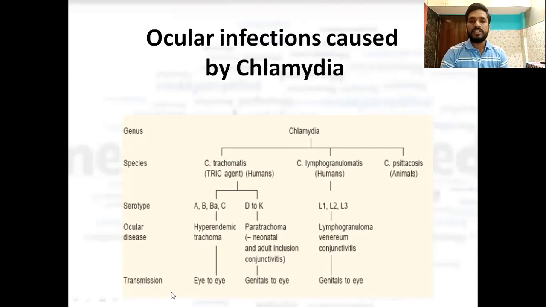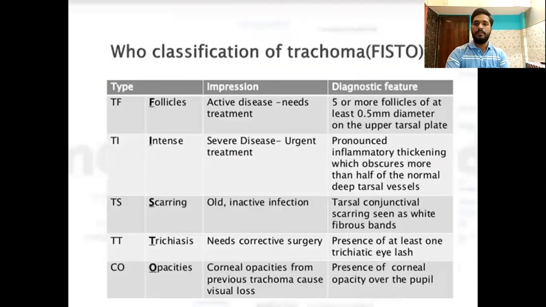Whereas Chlamydia trachomatis, they have A, B, and C, and A, B, and C is causing hyperendemic trachoma, which is having eye to eye transmission. Whereas D to K is having a paratrachoma. Causes paratrachoma, that is neonatal and adult inclusion conjunctivitis, and it is transmitting from genitals to the eye.